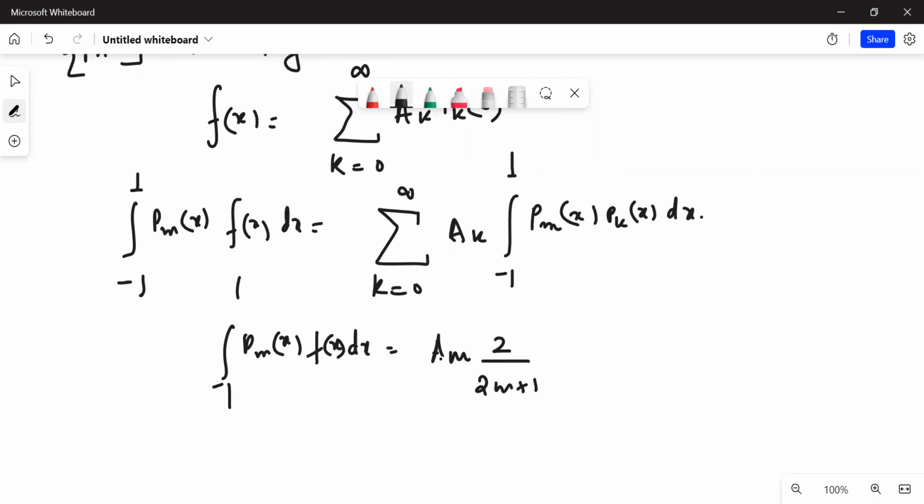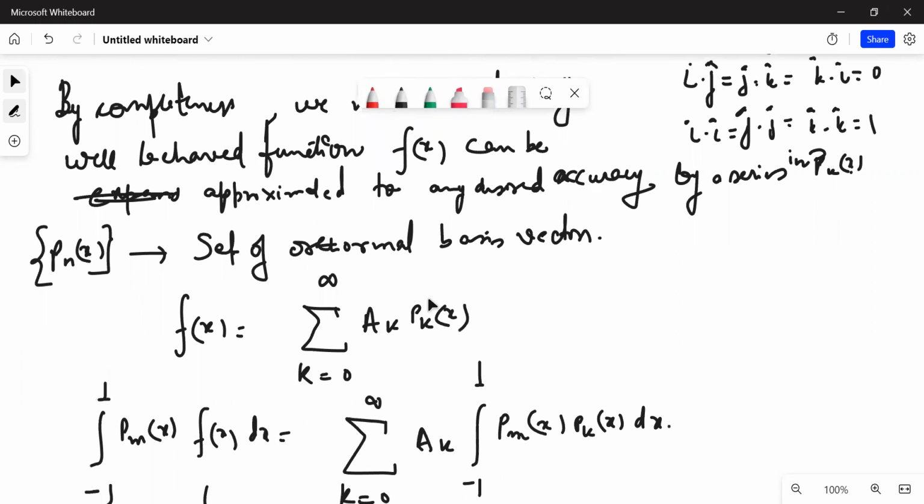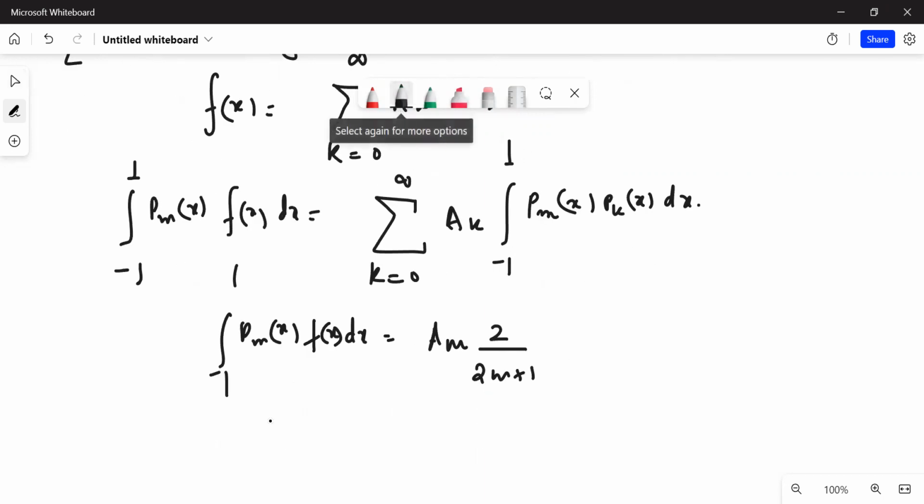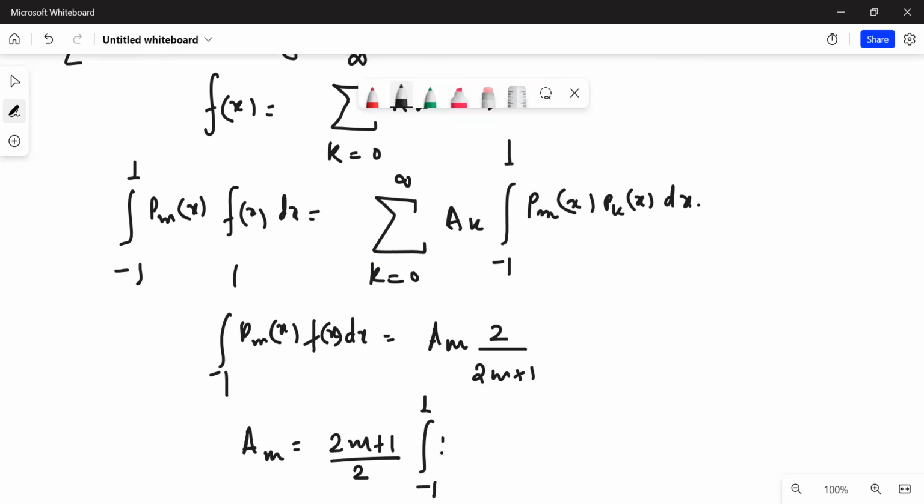Or in other words, all these constants which appear as coefficients of Legendre's polynomials in the expansion of f(x), if it can be expanded as a linear combination of P_k(x), there would be some constants a_k. These a_k's are given like this. So a_m I can write as (2m plus 1) divided by 2, integral from -1 to +1, P_m(x), and then you have f(x) dx. Is that clear?